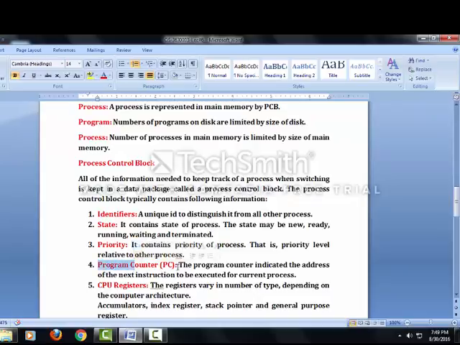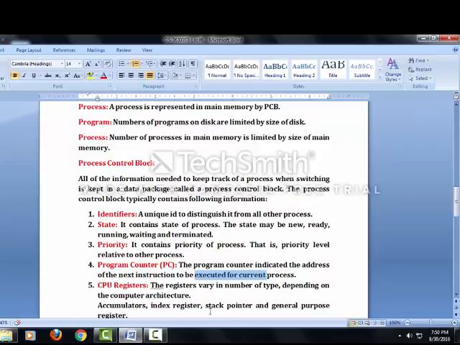Next information, program counter. At the time of execution, a process may contain a number of instructions. Every instruction must have an address. It will be stored at a valid address, in hexadecimal notation, in the primary memory. So the PCB contains a program counter, which is just a register that contains the address of the next instruction of the currently executing process. Suppose P1 is currently executing.